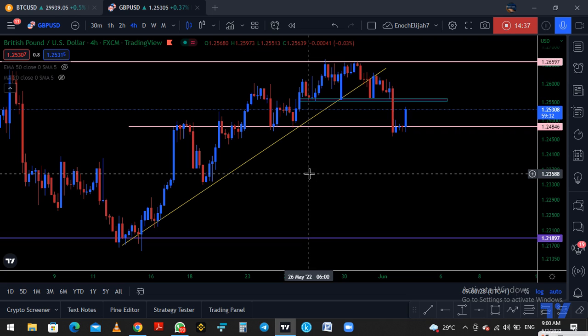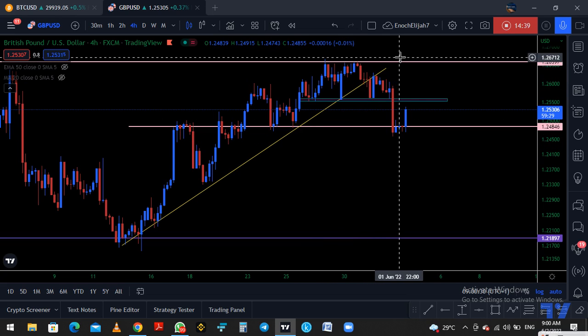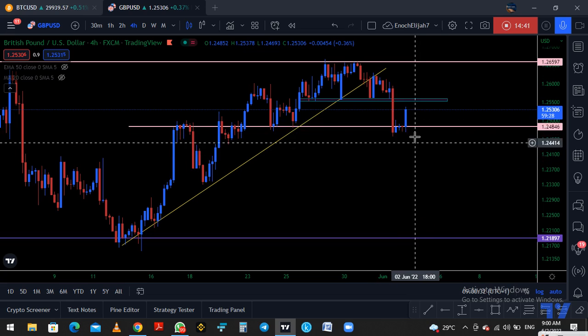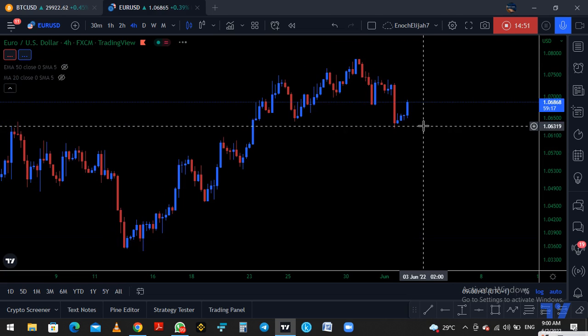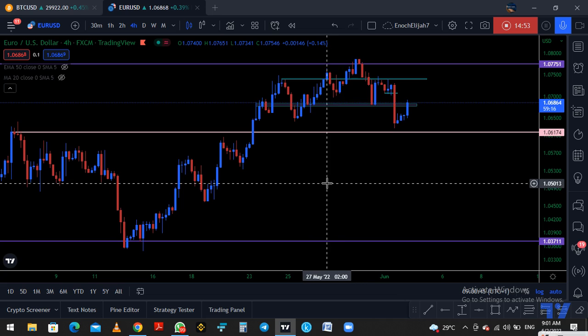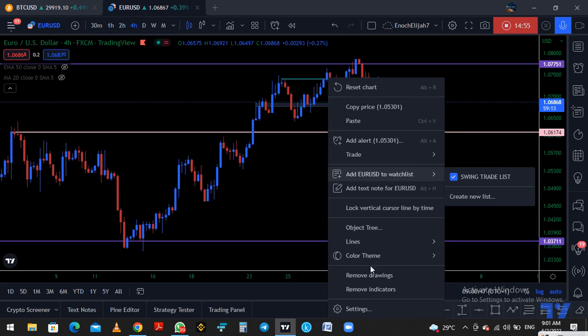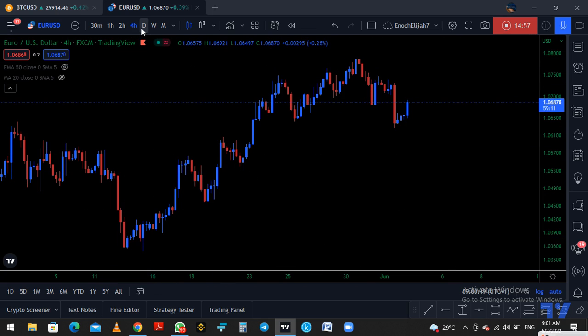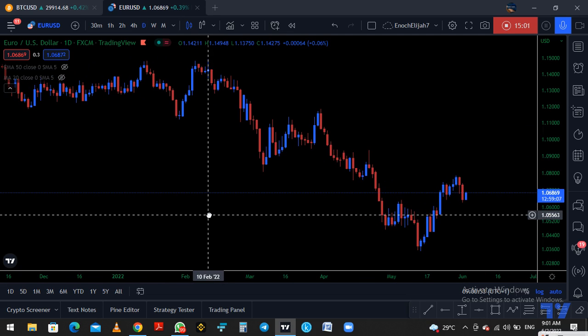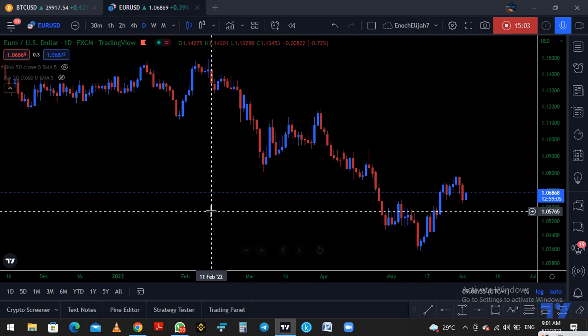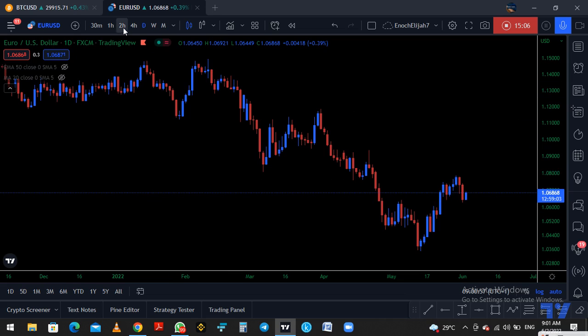So to do that, I want to see a breakout of this zone for a buy or a breakout of this zone for a sell. So for now, just wait and watch what GBPUSD will do. So then we are here at EURUSD too. Same thing. They have a similar market structure pattern, both on daily and 4 hours. Very similar.